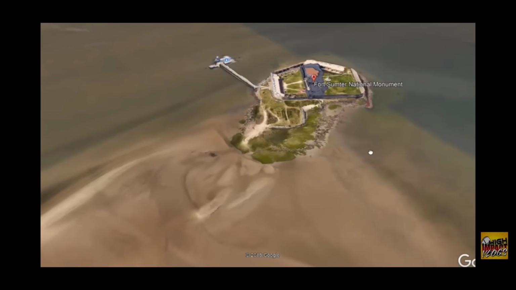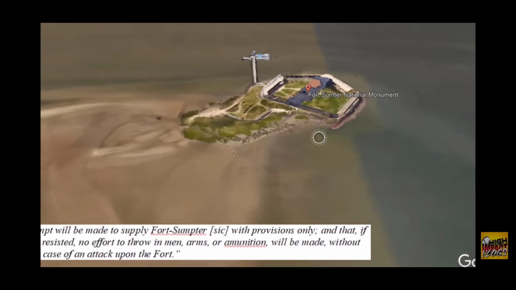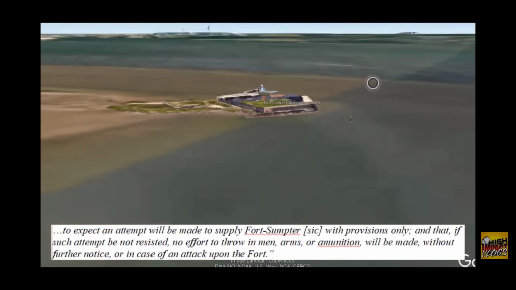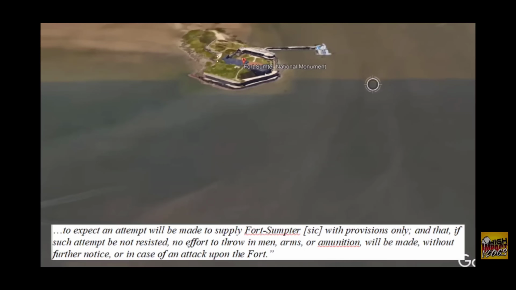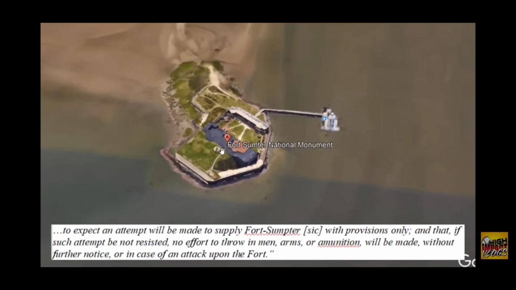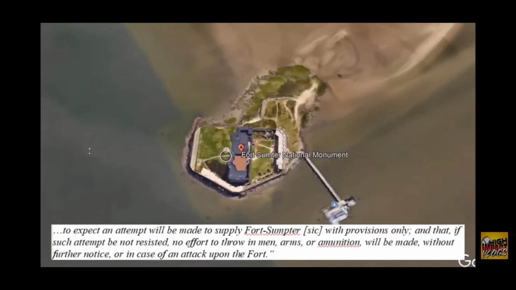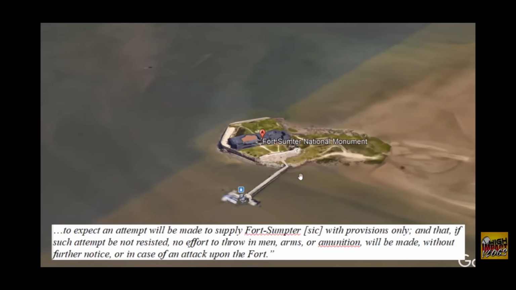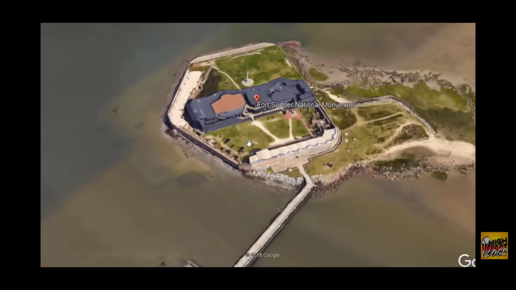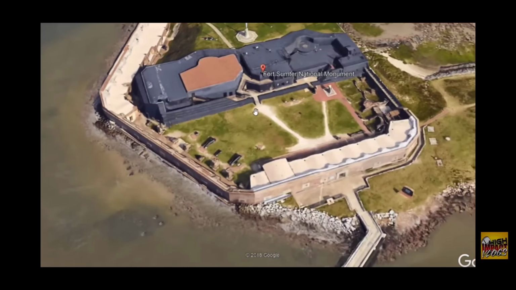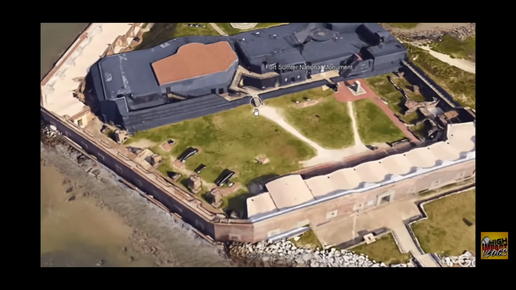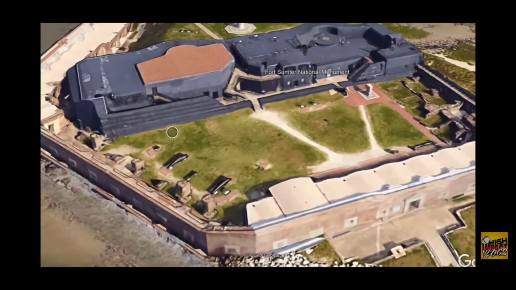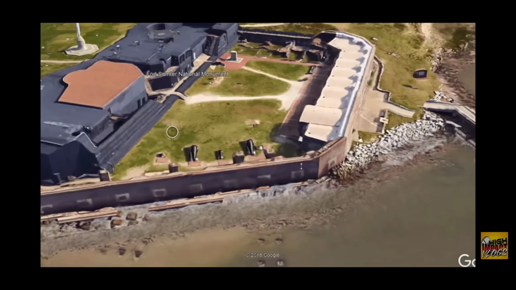Then Lincoln notified the Southern Governor Pickens to, quote, "expect an attempt will be made to supply Fort Sumter with provisions only, and that if such attempt be not resisted, no effort to throw in men, arms, or ammunition will be made without further notice, or in case of an attack upon the fort." Southern Governor Pickens and General Beauregard made repeated demands to the Union's Major Anderson to surrender and abandon the fort before the supply arrived, which he continued to refuse.